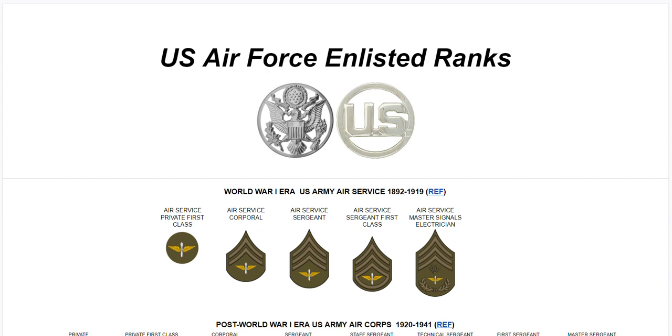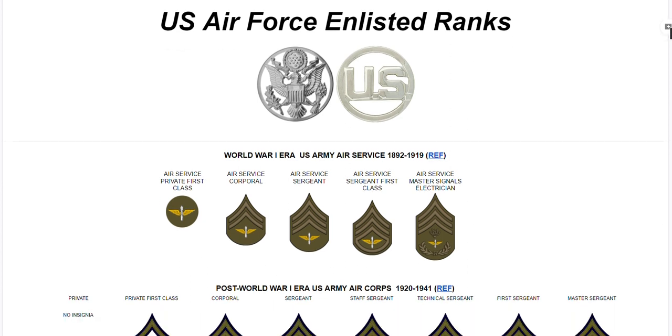rank insignia page. Today I'm going to be doing a redo of a video I did in the past about the United States Air Force enlisted ranks. And I've been doing research lately to address some comments on the page and update some things. So let's just go ahead.